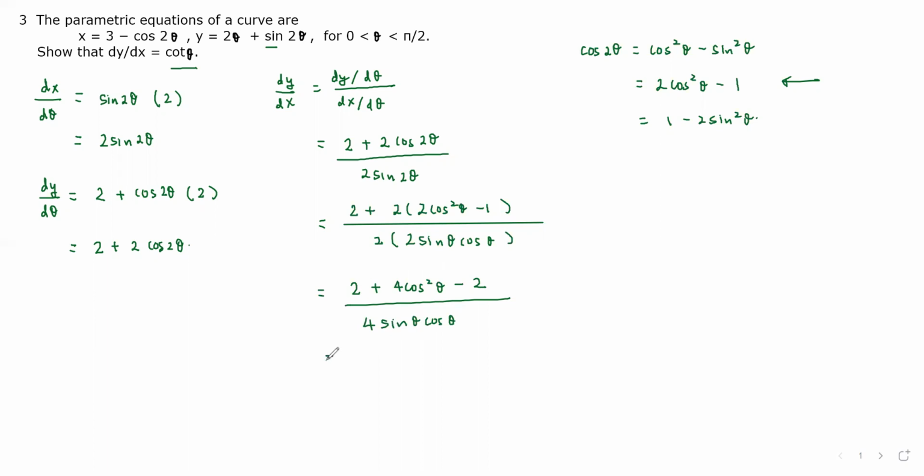That 2 cancels off. We have 4 cos squared in the numerator and 4 sine theta cos theta in the denominator. The 4 can be cancelled off. One of the cos can be cancelled off, so that we have cos theta over sine theta, and that is cotangent theta.